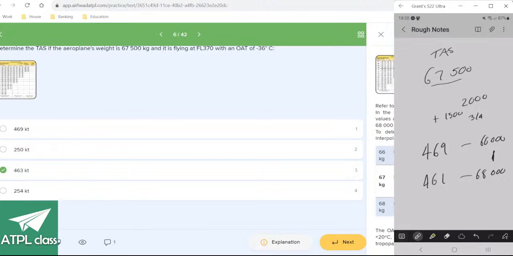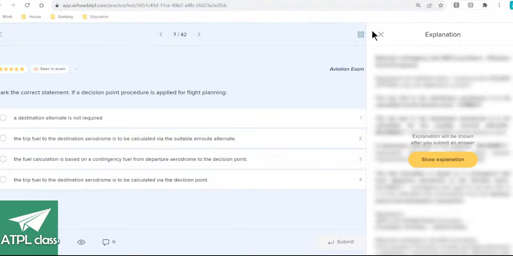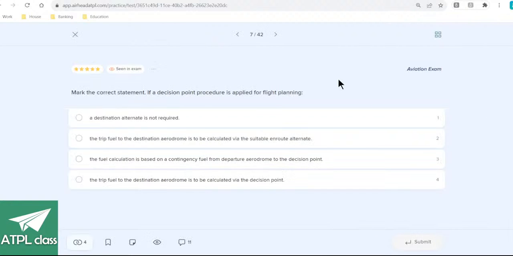Explanation. Yeah, there you go. Oh, actually you can't see that because my phone will be in the way. Just a nice interpolation question.